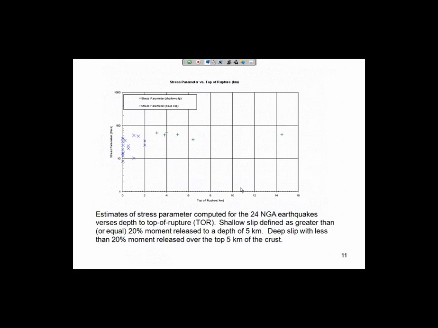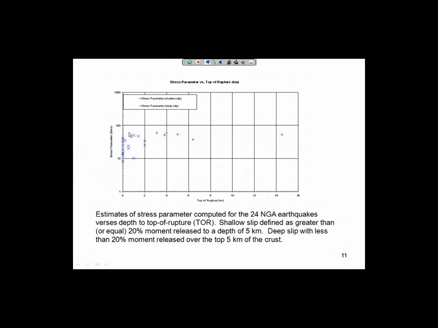This is the key slide that shows basically stress parameters computed from 24 NGA earthquakes. And we're looking at stress parameter, which is estimated from our inversions, versus top of rupture. And there are basically 18 earthquakes with shallow, the crosses, and the X's, and the crosses are the deep earthquakes. And you can see just off this figure that the deep earthquakes, these 6, cluster very tightly around about 50, 55 bars.